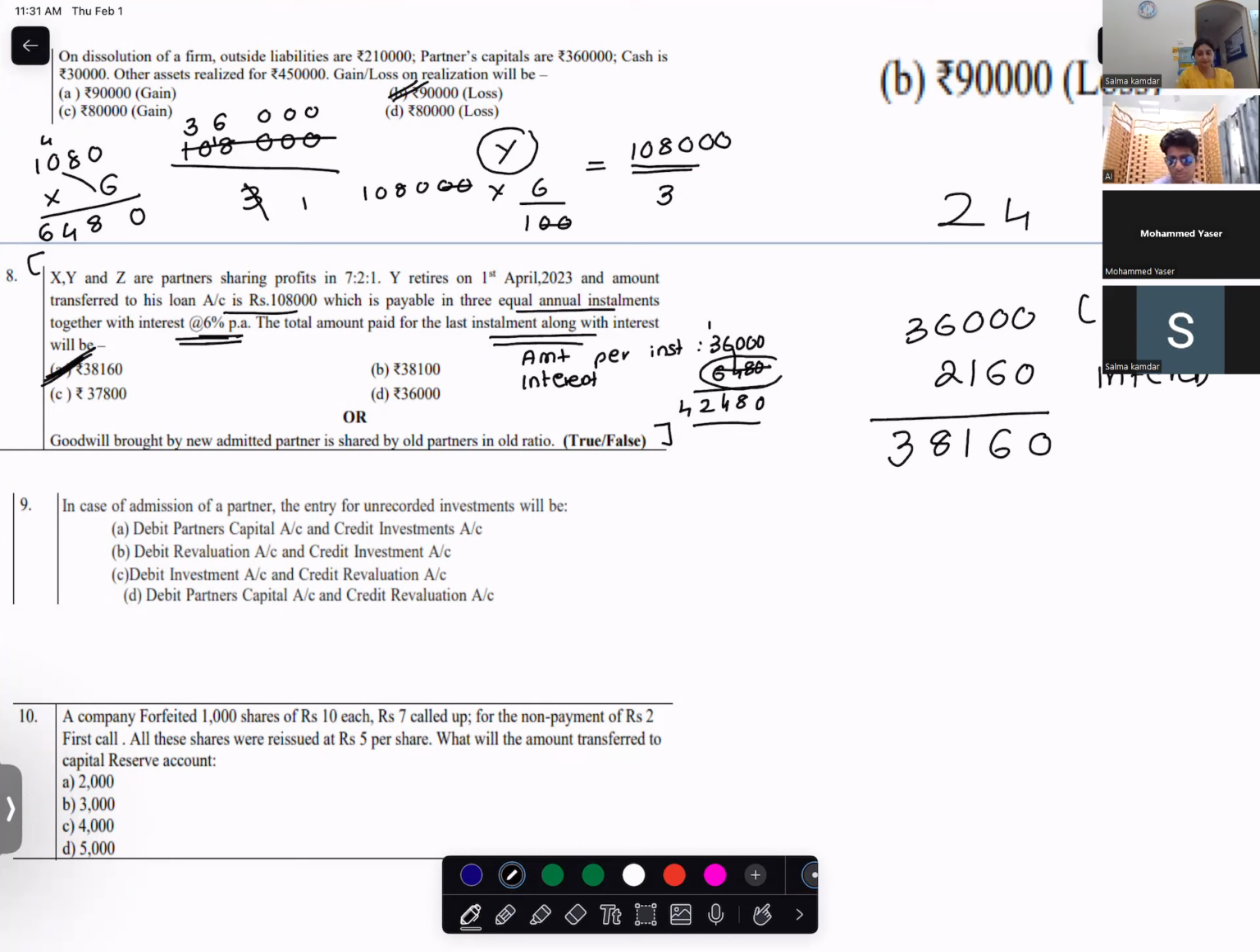38,160. Here the mistake that we can make is calculating interest for the full year together, and every year he has to pay interest, but that is not the case. You calculate interest once and distribute it amongst 3.